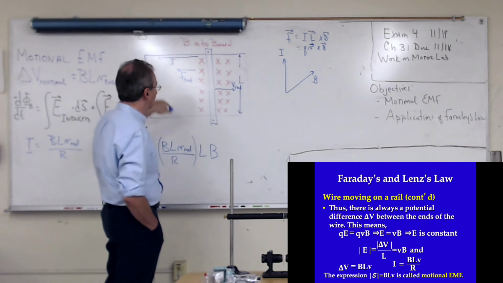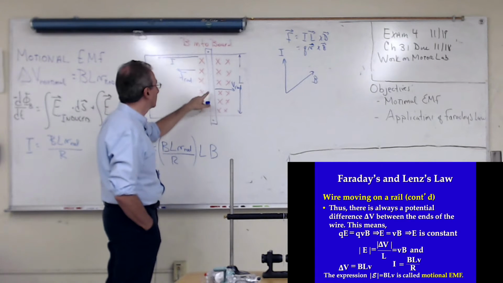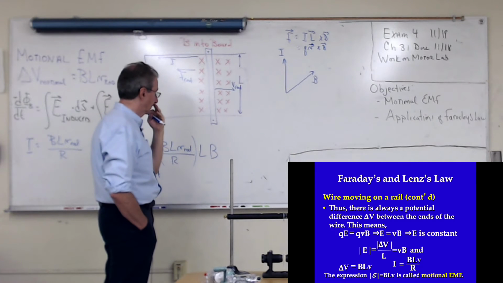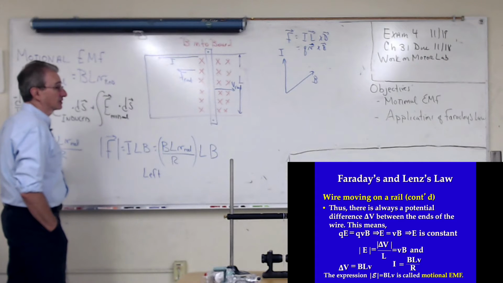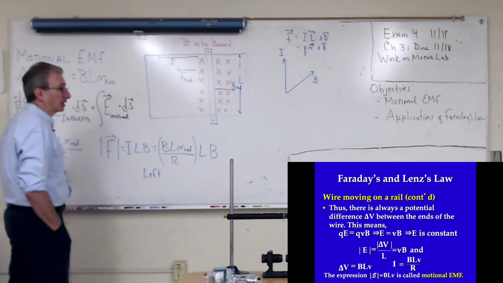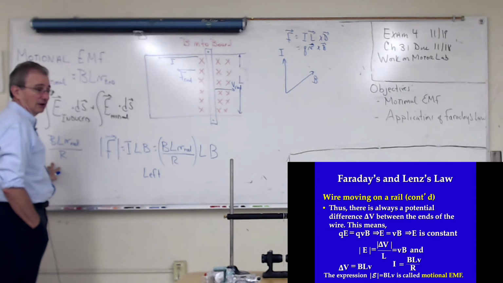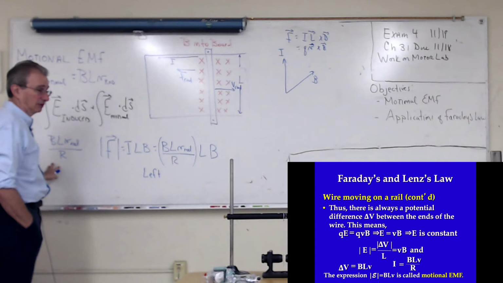Now, there's a current in this circuit. As long as this rod is moving, there's a current in this circuit. Where is the energy dissipated by the resistance coming from? Well, it comes from the kinetic energy of the rod. So there's current in the circuit, and it comes at the expense of the kinetic energy of the rod, so it slows down.